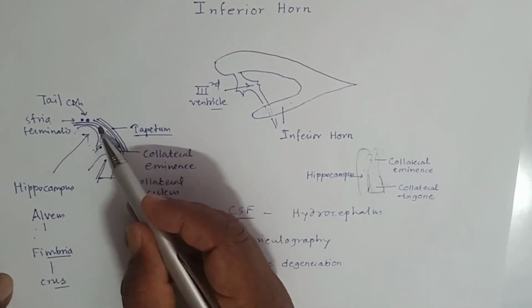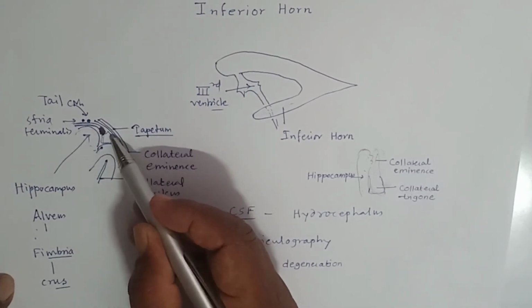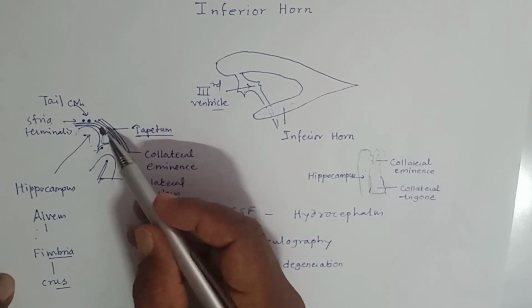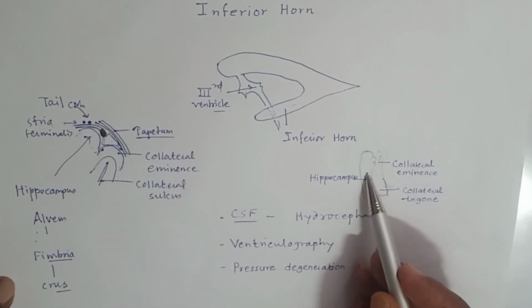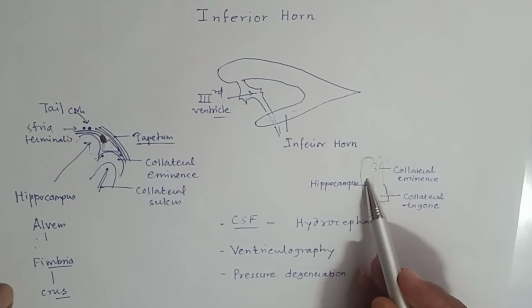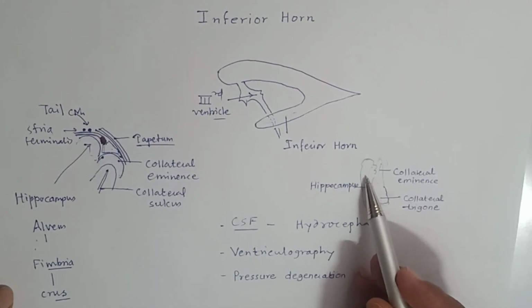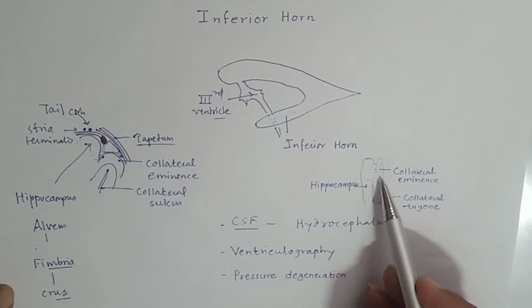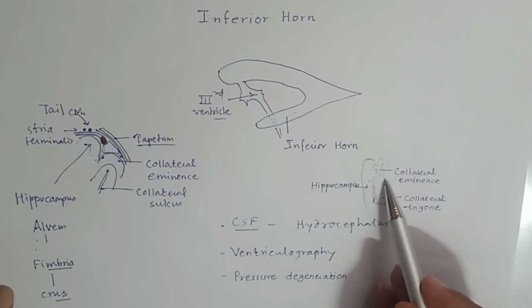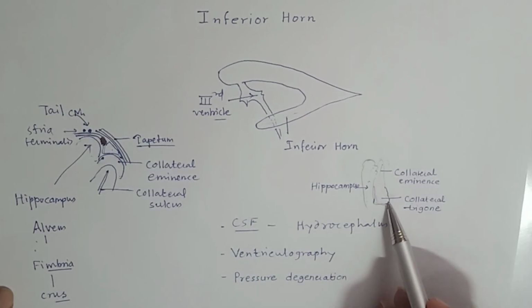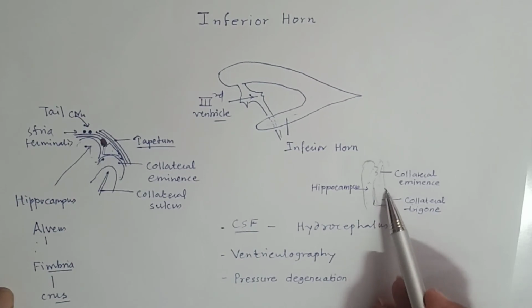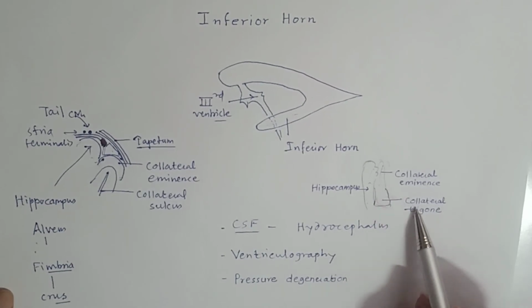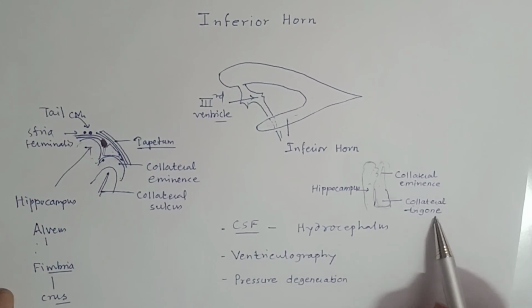The cavity of inferior horn is also lined by ependyma. So medial part of the floor is formed by the hippocampus, and hippocampus is covered by fibers of alveus, fimbria. Fimbria is continuous with crus of the fornix, and lateral part of the floor is formed by the collateral eminence. In the posterior part, the collateral eminence enlarges into a flat triangular portion which is called collateral trigone.